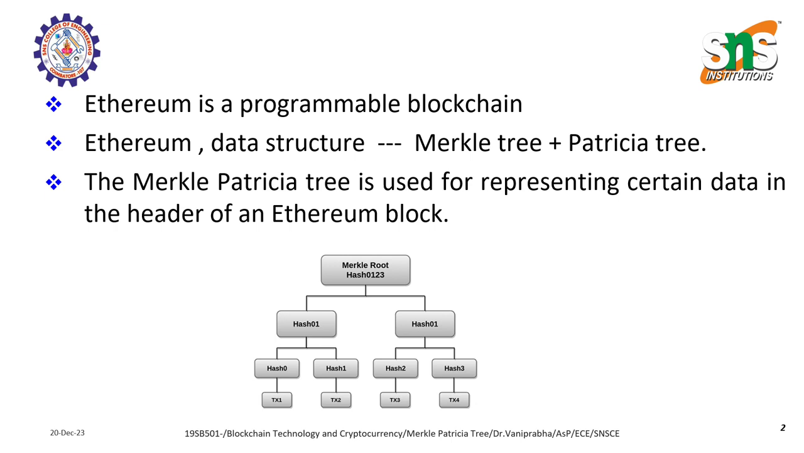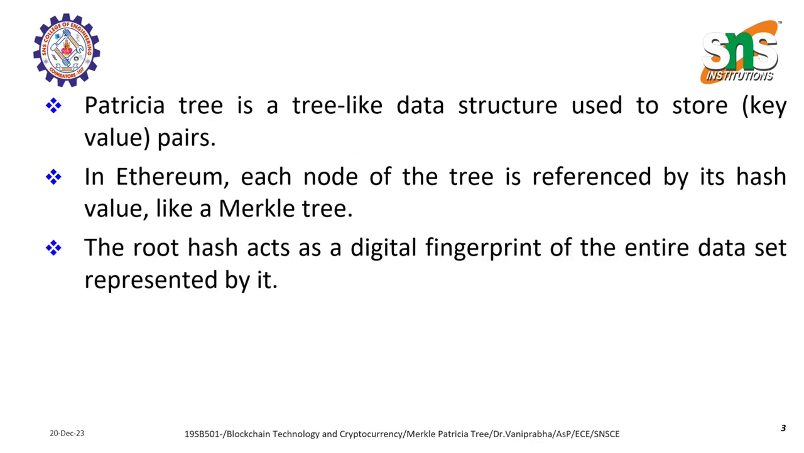This Merkle-Patricia tree is used for representing certain data in the header of an Ethereum block. Merkle tree has important role in the management of blockchain network as it uses the hash representation to save storage space and speed up search operations. Patricia tree is a tree-like data structure used to store key-value pairs. The compression technique in the Patricia tree reduces the storage requirement in the blockchain.